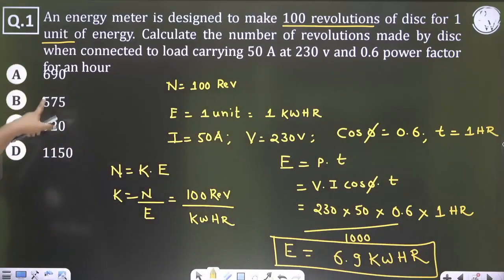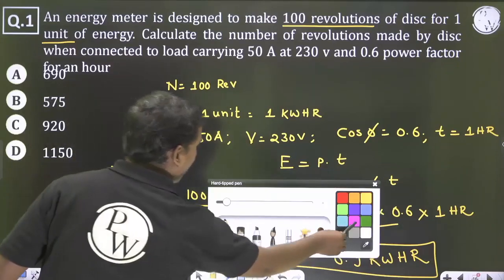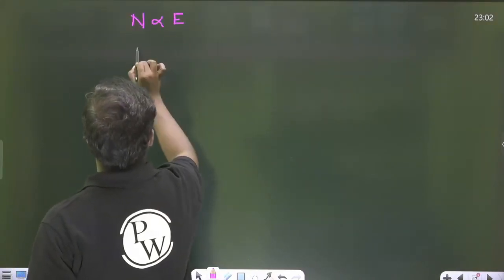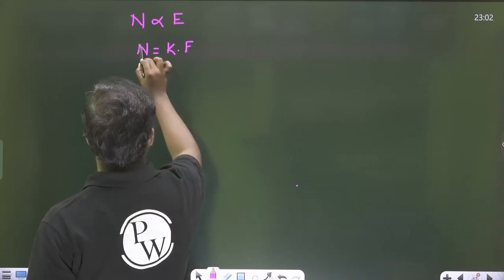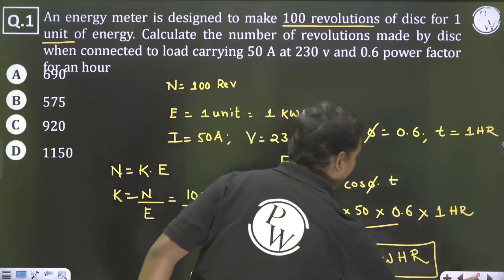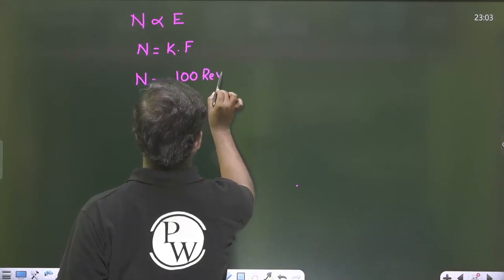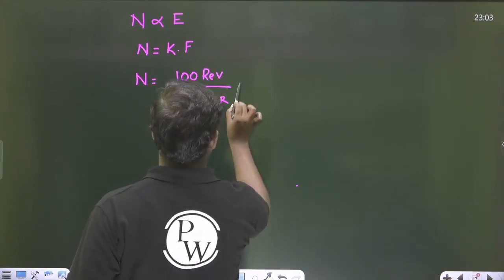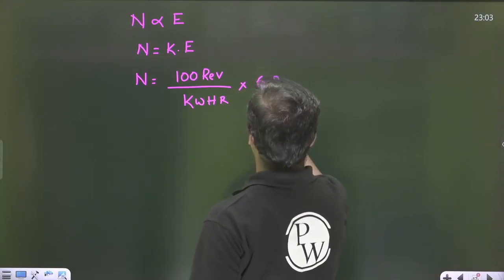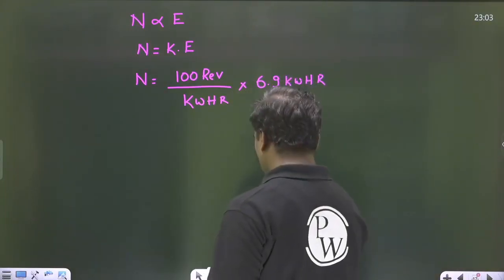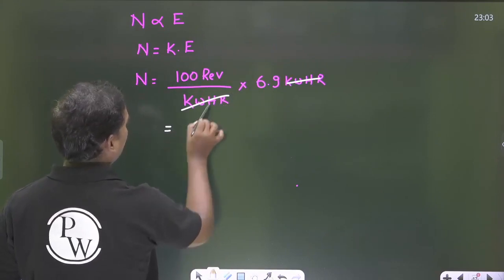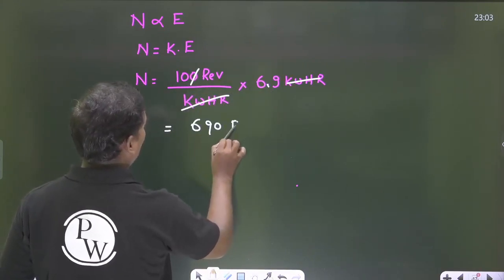Okay. So now I want N. How to find N? The number of revolutions is proportional to energy. N is equal to K into energy. We have already calculated K as 100 revolutions per kilowatt hour. So this is 100 revolutions per kilowatt hour into the energy, 6.9 kilowatt hour. Now the kilowatt hour gets cancelled. So I am going to get 690 revolutions.